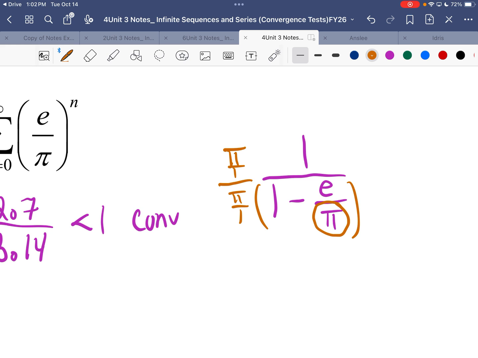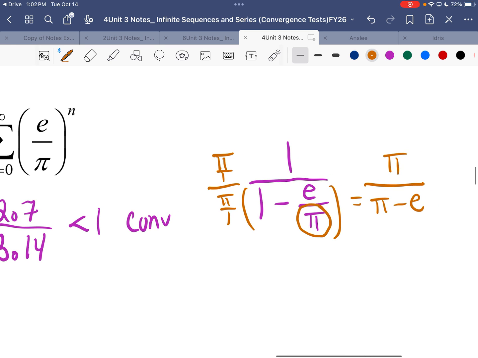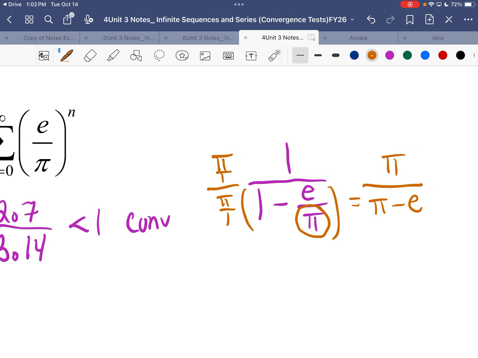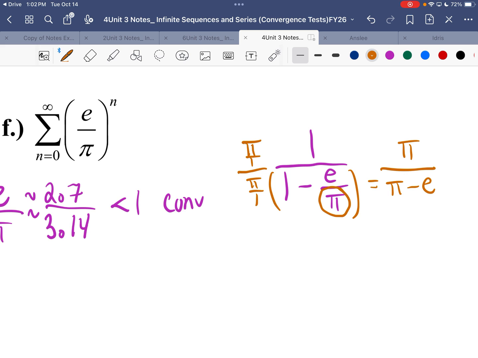Right? And then distribute. And you're going to have pi over pi times 1 minus E, which is what you'll get when you keep, change, flip. Ooh, you're getting better at math. That's crazy.